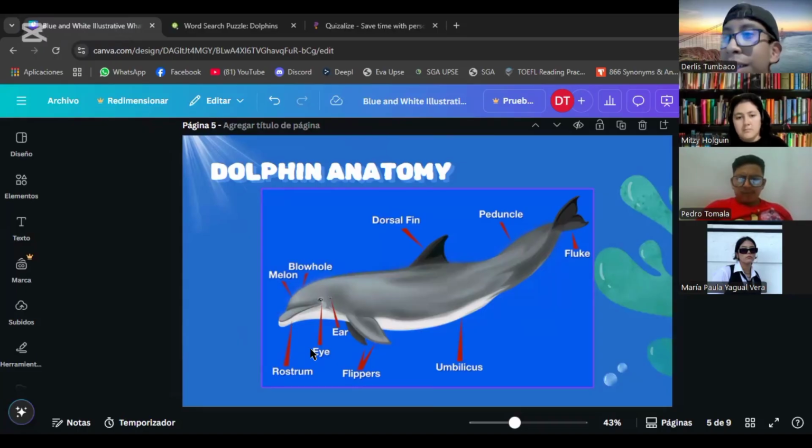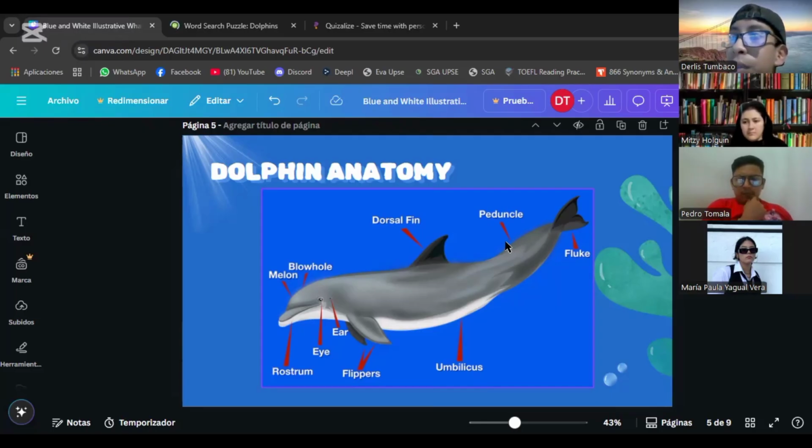The eye, I'm pretty sure that everyone in here knows what an eye is. An ear is a little black point that you can see in the photo. The flippers are the side fins used for steering. The umbilicus is the small scar left from the belly button, which is where the mother dolphin connected to the fetus during pregnancy. The fluke is the tail fin that helps them move through the water.